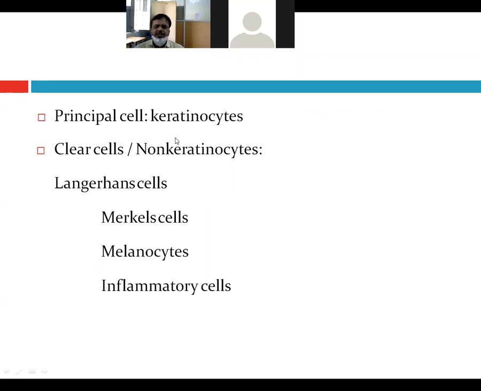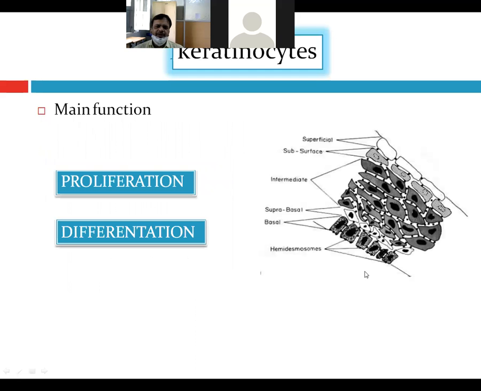Also, in addition to this, you can find non-keratinocytes. These non-keratinocytes are also called clear cells. So non-keratinocytes are Langerhans cells, Merkel cells, melanocytes, and some inflammatory cells. These four structures, Langerhans cells, Merkel cells, melanocytes, and inflammatory cells, are called non-keratinocytes or clear cells. These structures are present in your gingival epithelium.